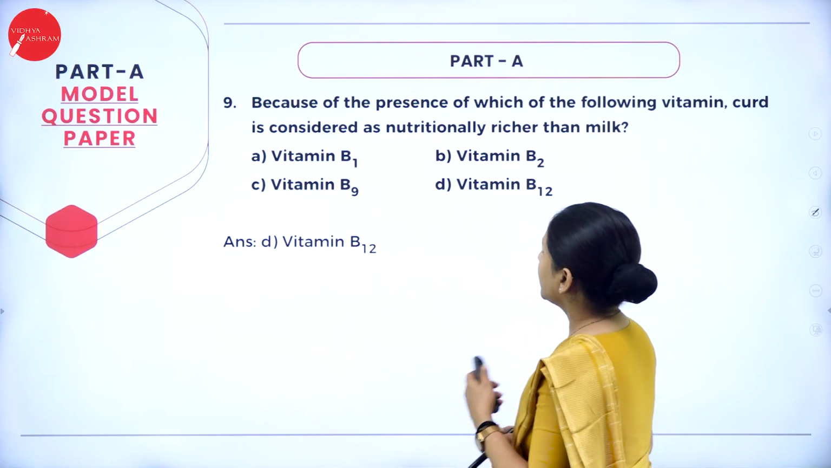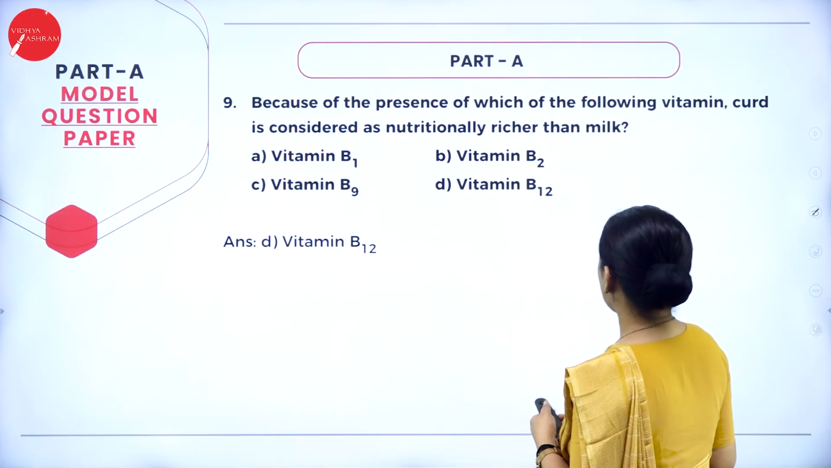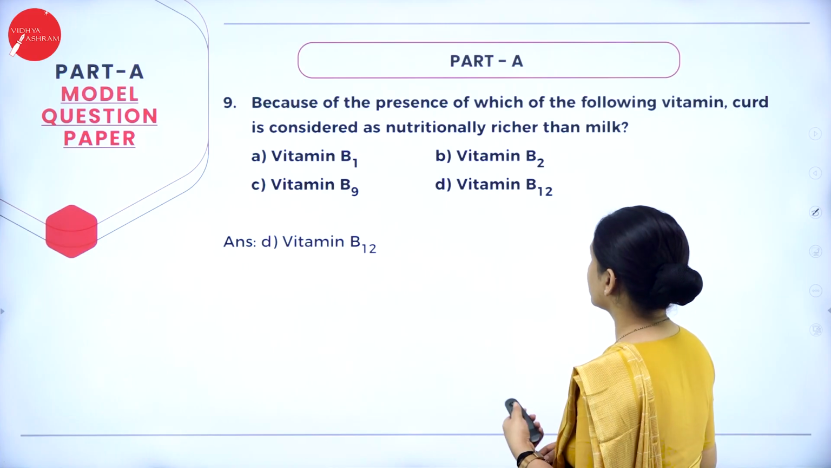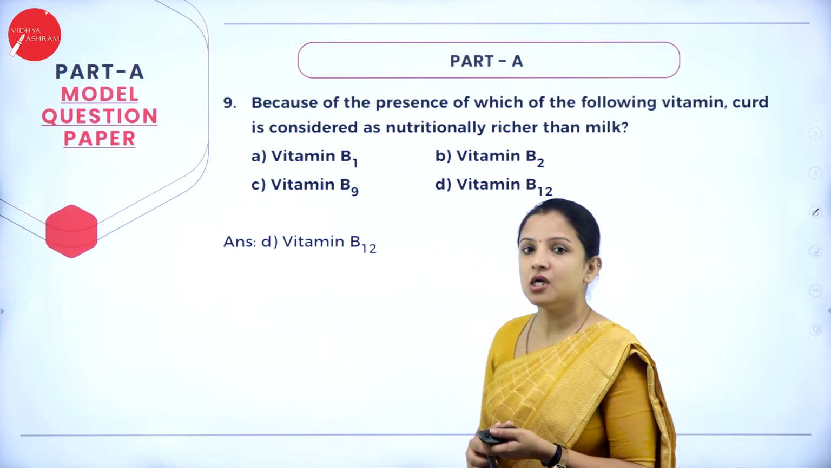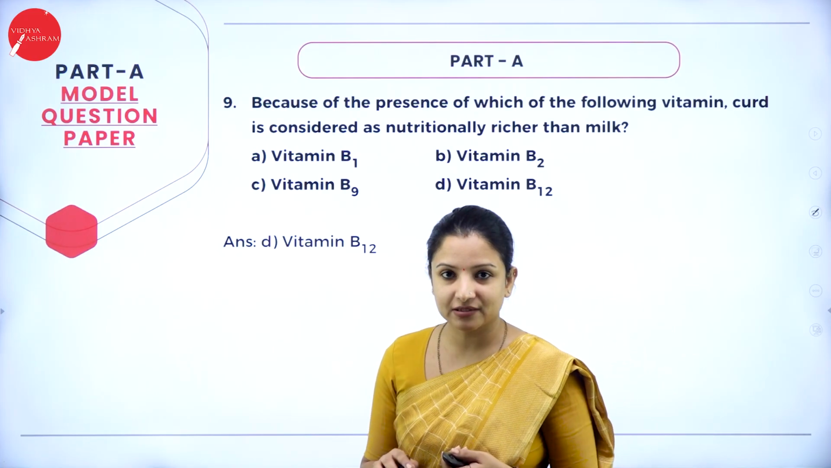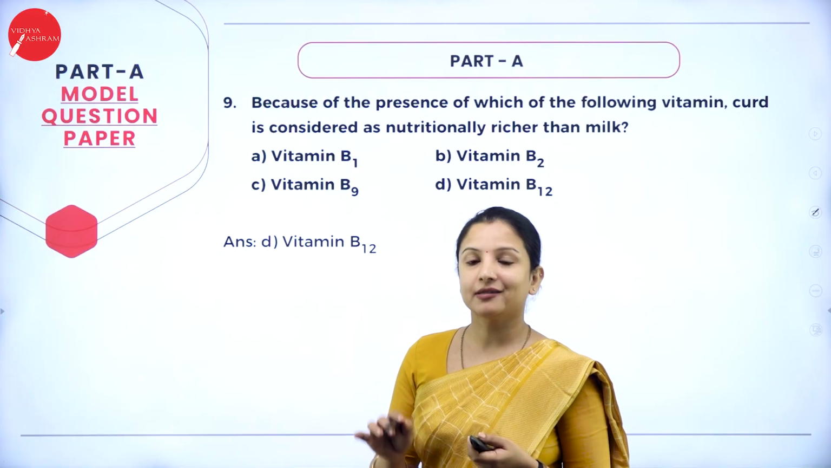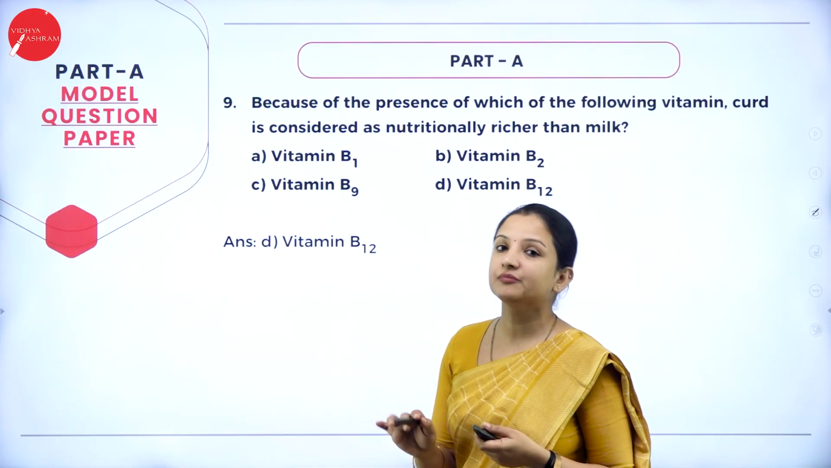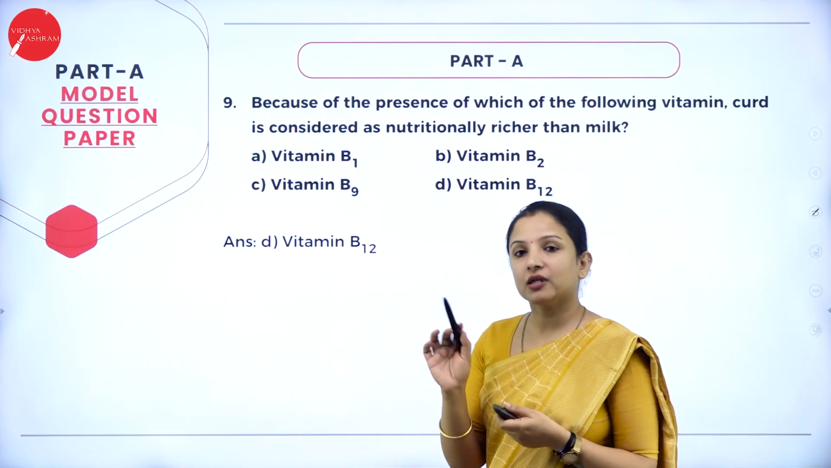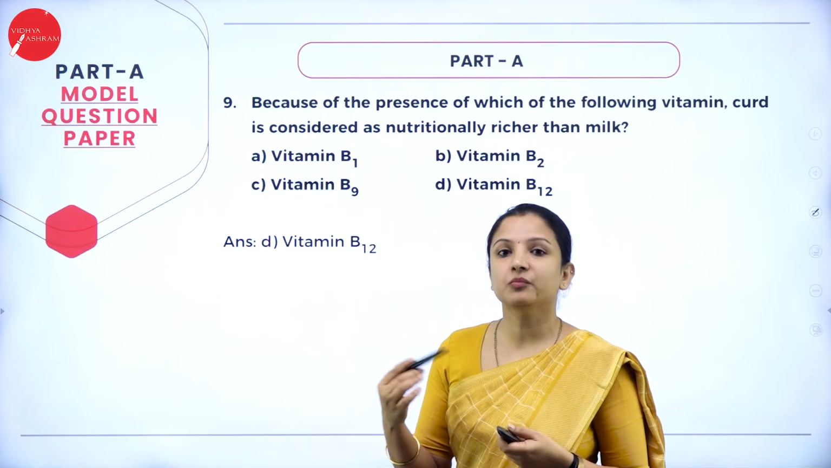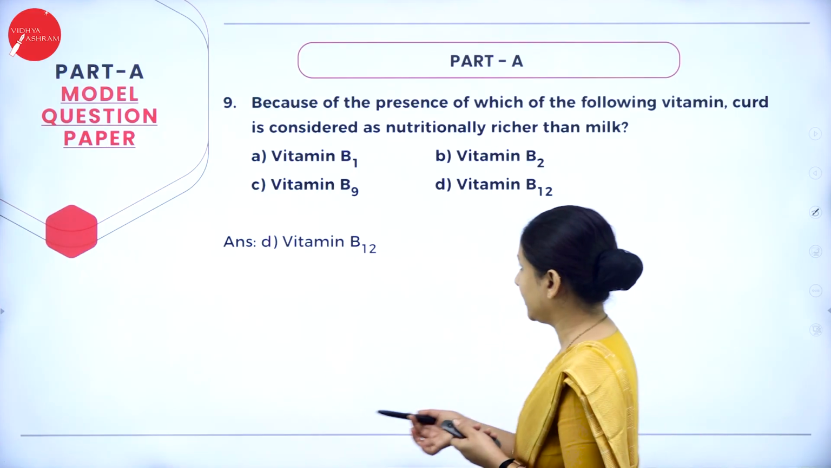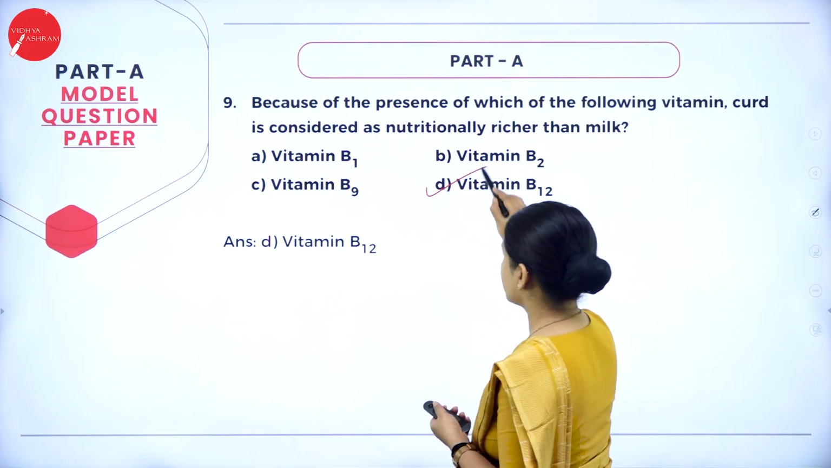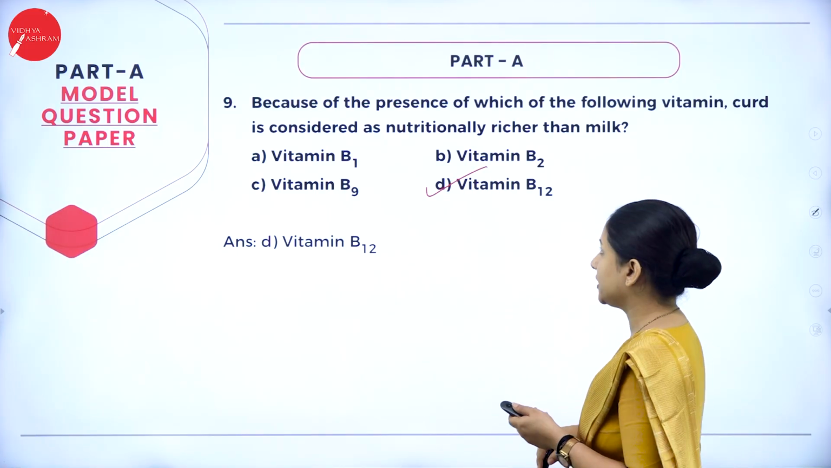Moving further, because of the presence of which of the following vitamins, curd is considered as nutritionally richer than milk. So here, curd, there is lactobacillus or lactic acid bacteria that converts milk to curd or helps in the curdling of the milk. So when the curdling of the milk happens, vitamin B12 content increases in it. So therefore, the answer is vitamin B12, option D.